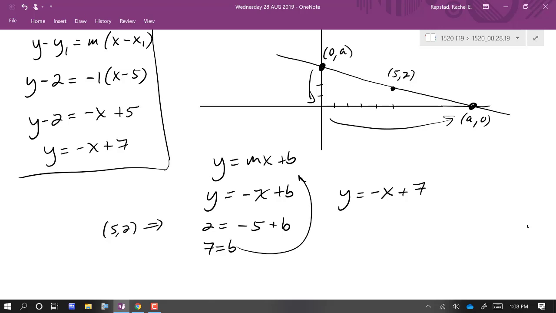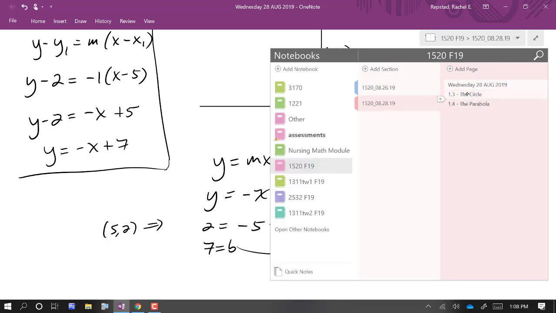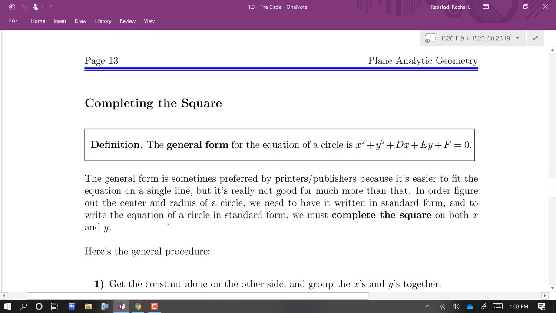All right. Are you guys ready for this? This is going to change your life. Some people, it's probably already changed your life in some ways. But I'm never going to stop preaching the gospel of completing the square. Ever. So let's do it.